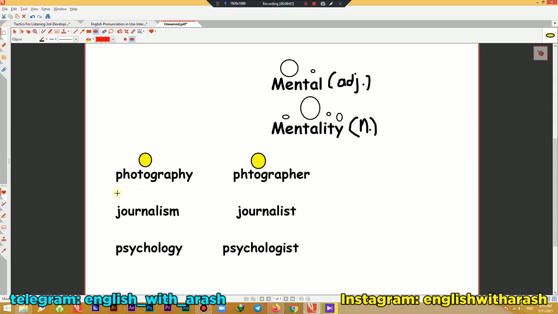Or for example, I study journalism, so I will become a journalist. Or for example, I study psychology, and I will become a psychologist. So you see, it's not really changing, it's on ka, it's on jur, it's on ta. Photography, photographer. Journalism, journalist. Psychology, psychologist. It's not changing. That's what the book is saying.